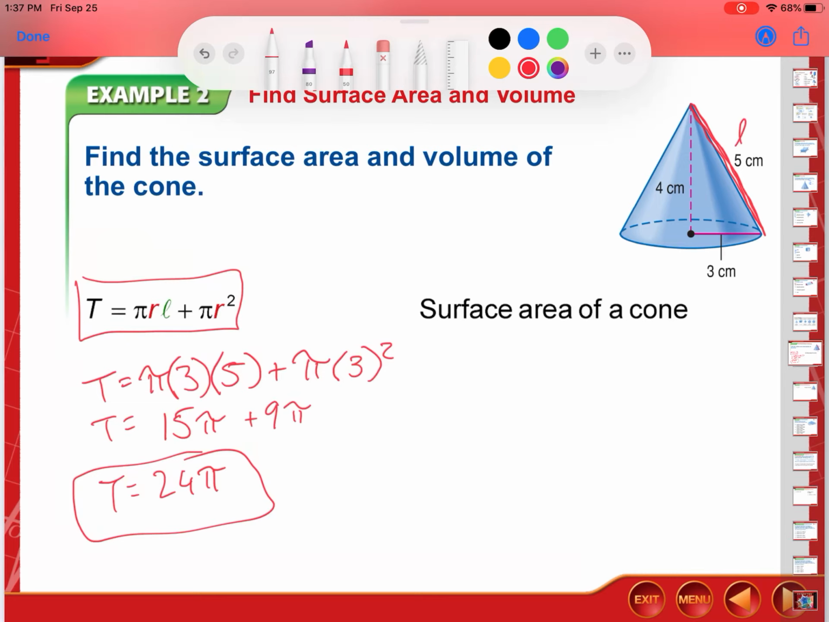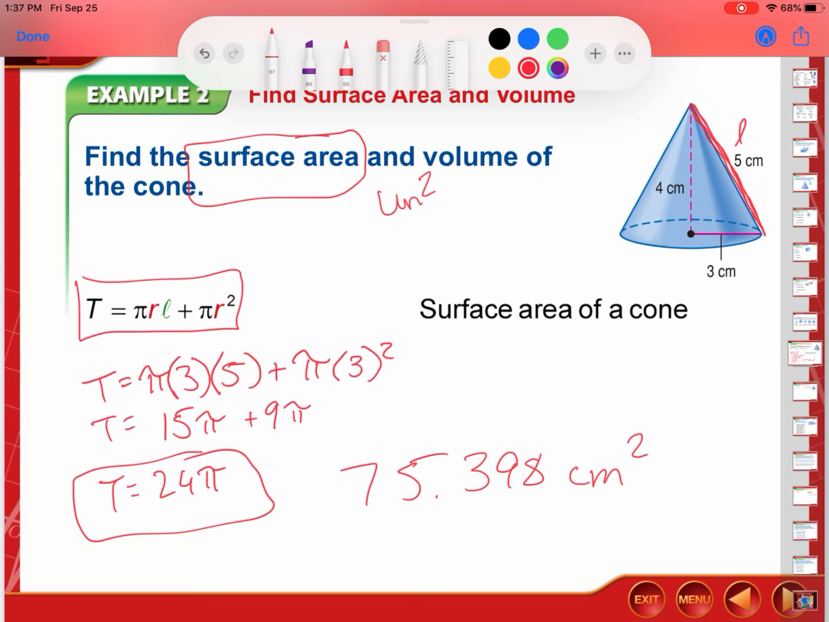So if we do 24 times pi, where's my pi button? There it is. We get 75.398. I'm just going to cut it off there. So 75.398 centimeters squared. Since this is surface area, our unit is always going to be squared, because it's a two-dimensional thing. If it's three-dimensional like volume, we use cubed, so to the third power.